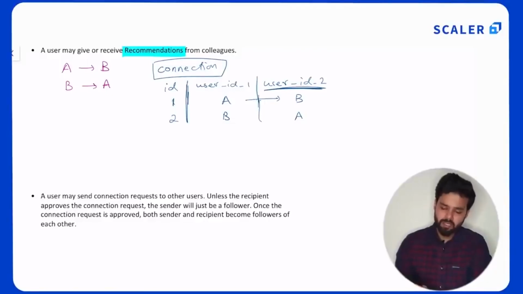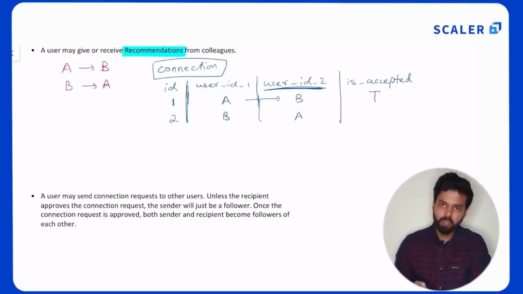The problem, however, is that I'm taking 2 times the space that I should be taking. So to optimize on space, what I can do is have one Boolean column called is accepted. Now if A and B are a connection, not a follower, that means that A sent a request to B and B accepted that particular request, I can keep the accepted flag as true, otherwise it will be false.